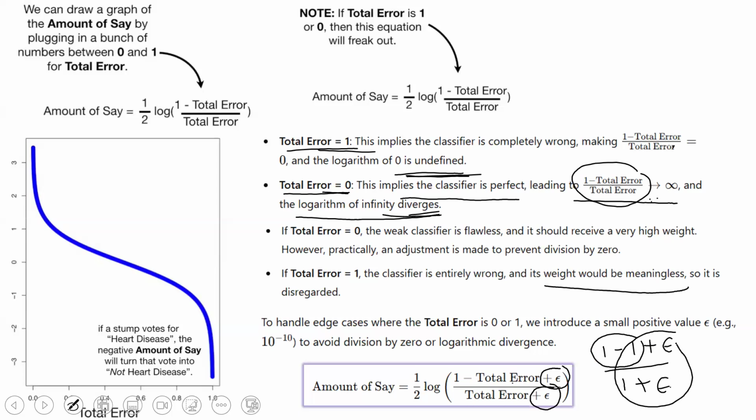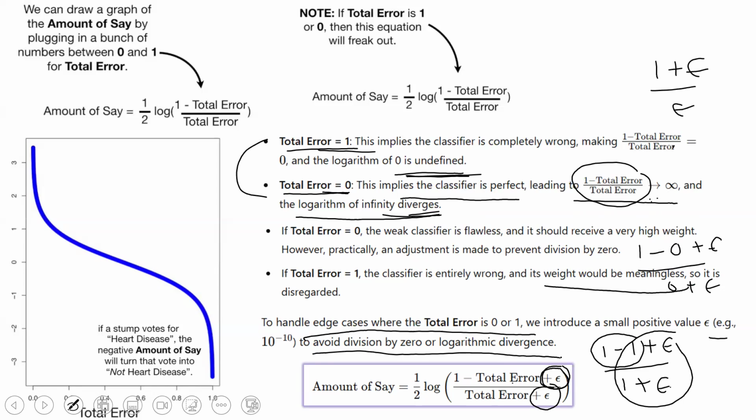Similarly, if you are substituting total error equal to 0, it is 1 minus 0 plus sigma by 0 plus sigma. So it is also not returning infinity, so that logarithm will not diverge. To avoid these two conditions, the edge cases, we are adding just a small positive value. To handle the edge cases where total error is equal to 0 or 1, we add a small positive value sigma to avoid division by 0 or the logarithmic divergence.